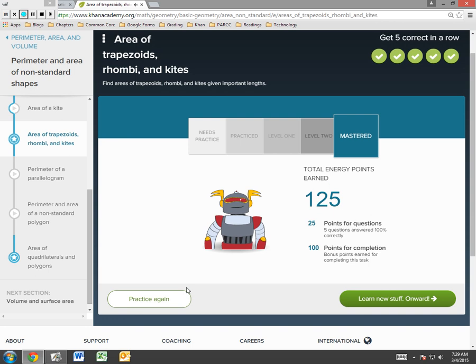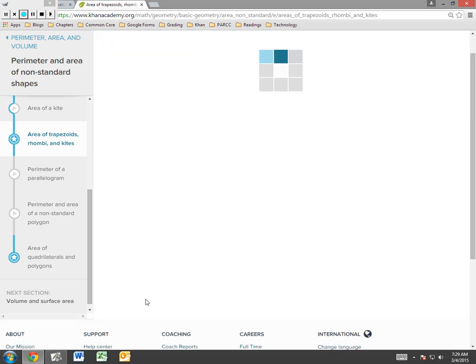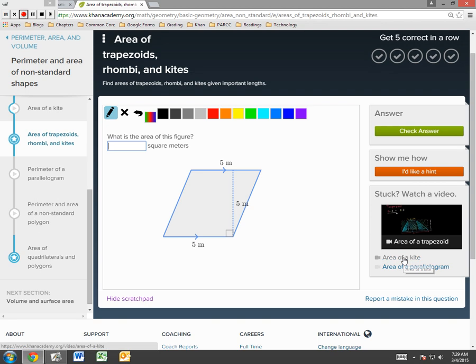I hope this helps you out a little bit with finding the area of trapezoids, rhombi, and kites. And again, there's an excellent video right here to help you understand a little bit more about the area of a kite.